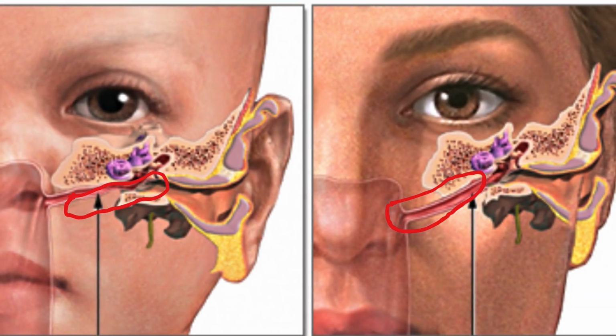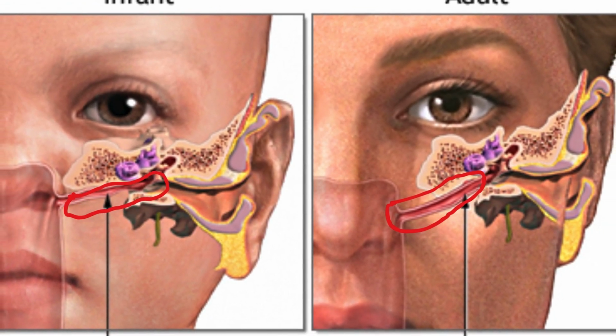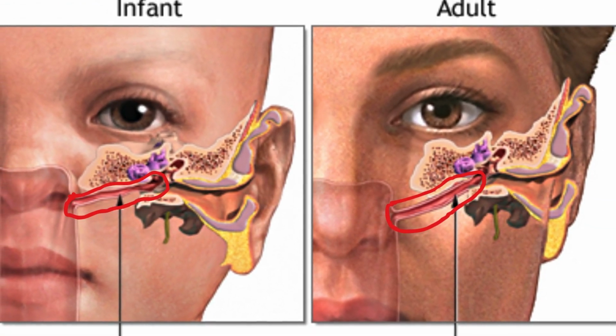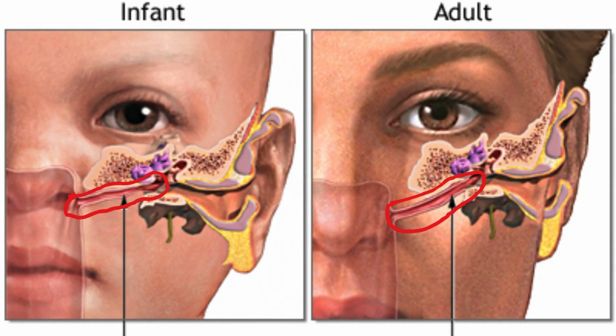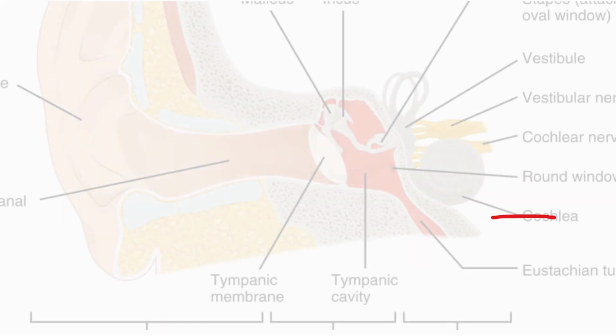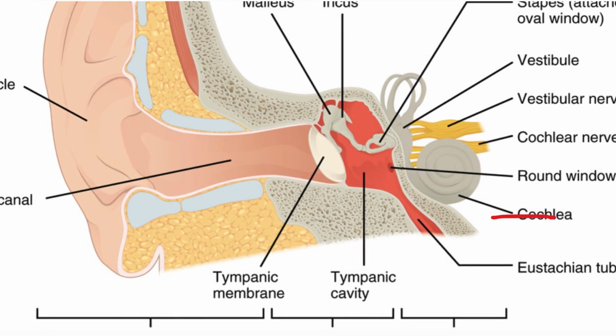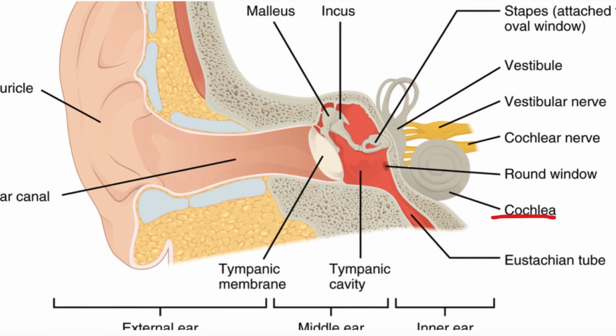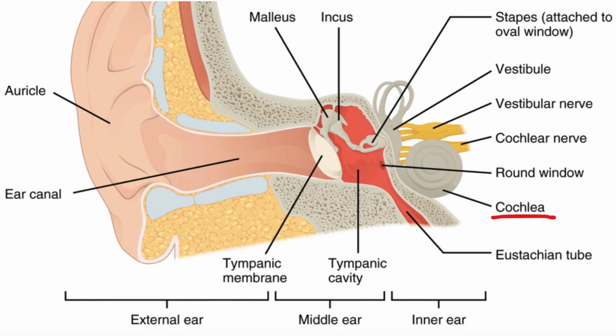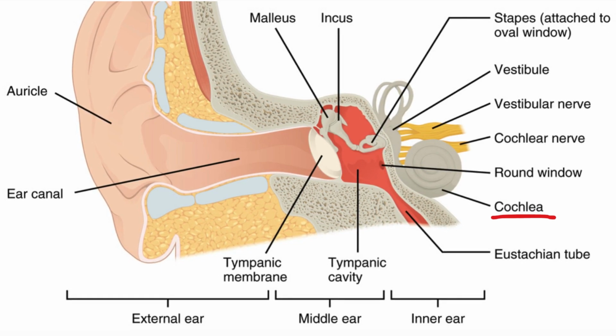The middle ear is also connected to the back of the throat through the eustachian tube. This tube helps equalize air pressure on either side of the eardrum and allows for proper functioning of the ear. Moving on to the inner ear, we find a complex system of fluid-filled structures responsible for converting sound vibrations into electrical signals that can be interpreted by the brain.